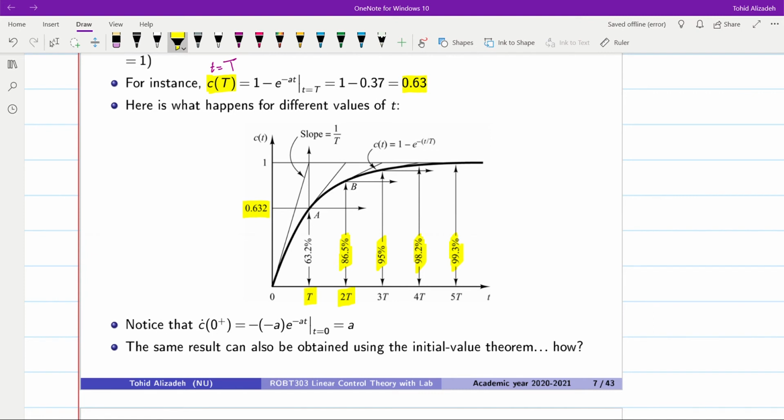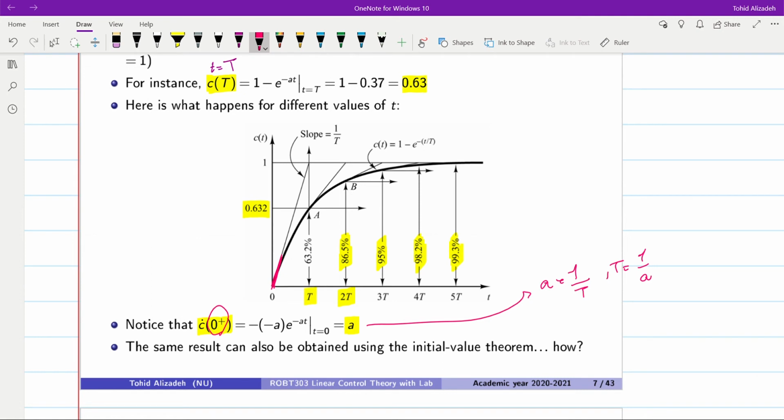Please also notice that c dot at 0 plus is equal to A. We know that A is equal to 1 over T, because T was defined as 1 over A, and therefore the slope right at the beginning, at 0 plus, is equal to A. That also gives us a sense of how the step response will change if the location of the pole of the system changes.